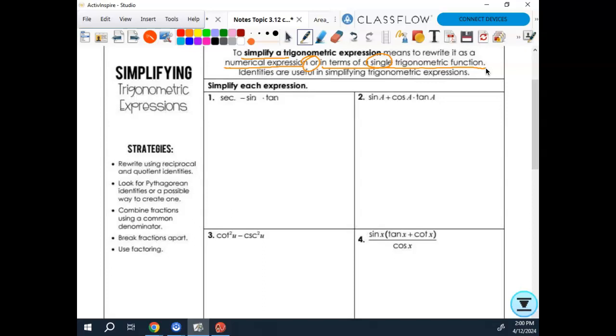It really doesn't matter. All right, so here are our strategies, some of which we've already done in some examples. We can rewrite using reciprocal identities, which is what we did at the top, or quotient identities, and that means like writing tangent as sine over cosine. Then look for Pythagorean identities or possible ways to create one. So if you see something with a squared, that's where our Pythagorean identities come from. Combine fractions using a common denominator, break fractions apart, and use factoring. So these are our strategies that we can go to. And that's one thing I'm going to talk you through as we go through these.